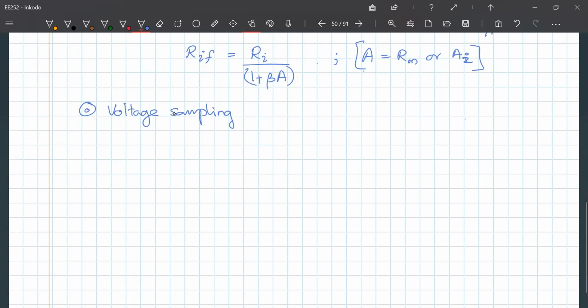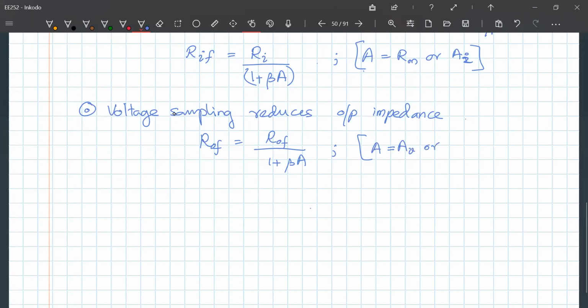So voltage sampling reduces the output impedance, and you will see that this can also be written in this form: output impedance without feedback divided by 1 plus beta A. We are going to see whether this is the case later on. So in this case, the output has to be a voltage. This is the case for voltage amplifiers and transresistance amplifiers. So this A can be AV or RM.